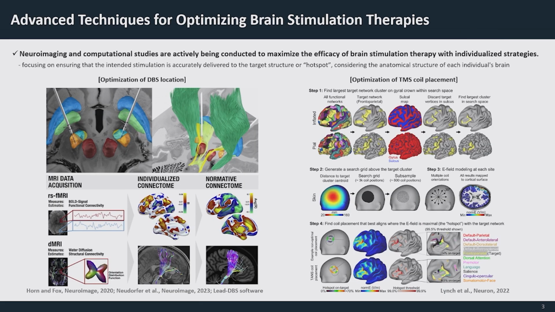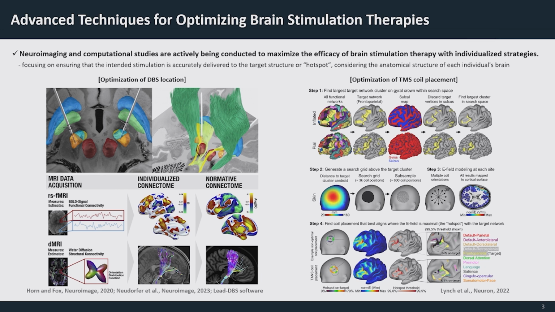So many neuroimaging and computational studies are actively being conducted to improve their therapeutic efficacy. So these advanced techniques include refining the exact target area or the white matter tracts by considering the anatomical structures of the individual brain, or optimizing the stimulation site or parameters through computational simulations to induce the highest current to the target brain area.